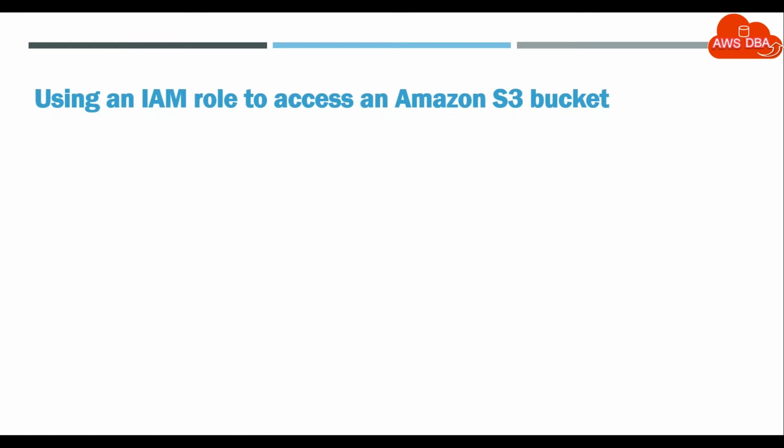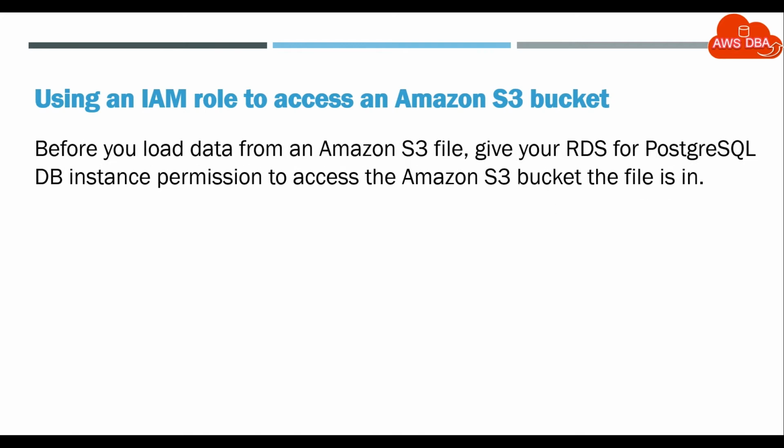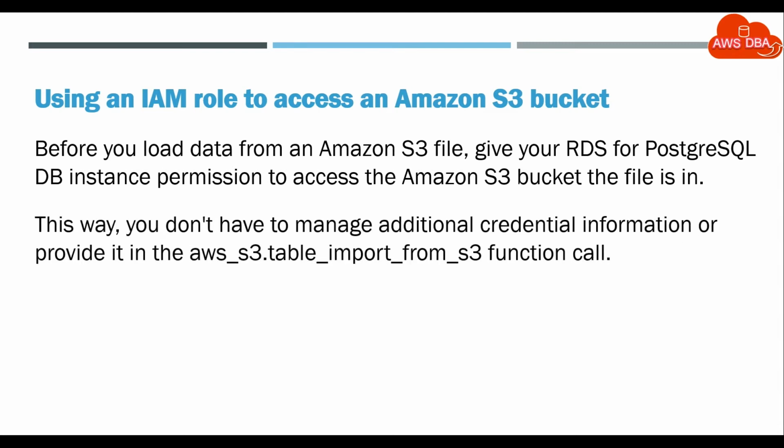Using an IAM role to access an Amazon S3 bucket. Before you load data from an Amazon S3 file, give your RDS for PostgreSQL DB instance permission to access the Amazon S3 bucket the file is in. This way, you don't have to manage additional credential information or provide it in the aws_s3.table_import_from_s3 function call.